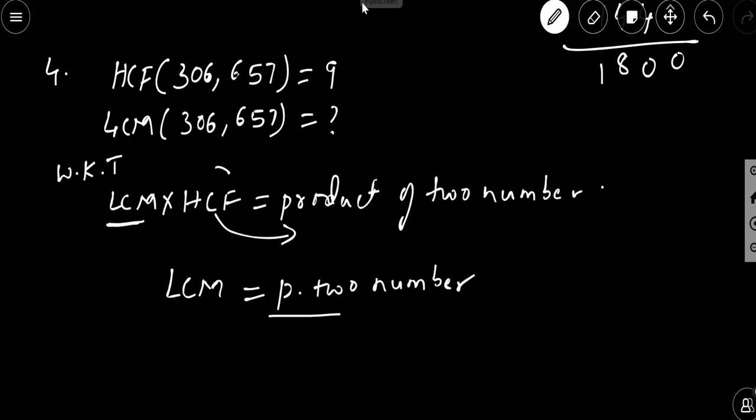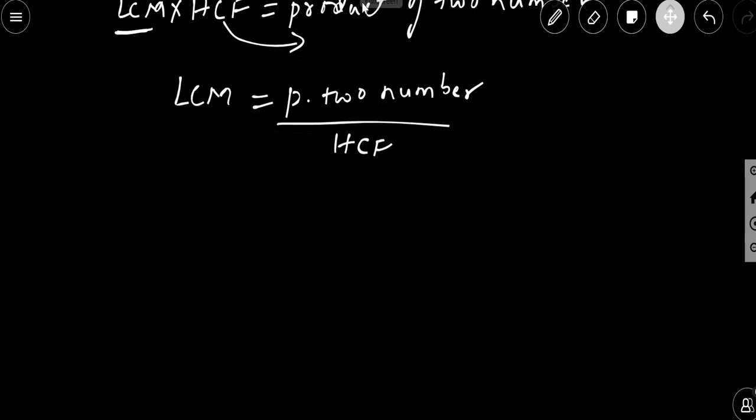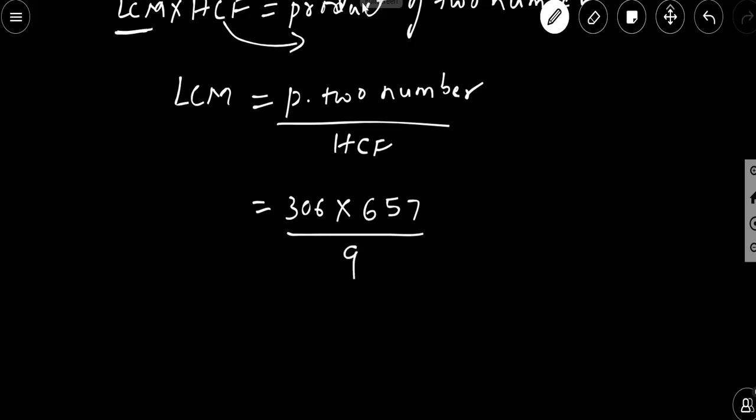So this HCF will go down. So what is the product of two numbers? Which two numbers we have taken? That is 306 into 657. What is HCF? HCF is 9. So if you multiply and then divide, it will be a very big number. It is very time consuming. So first what we'll do, I will first divide and then I will multiply.